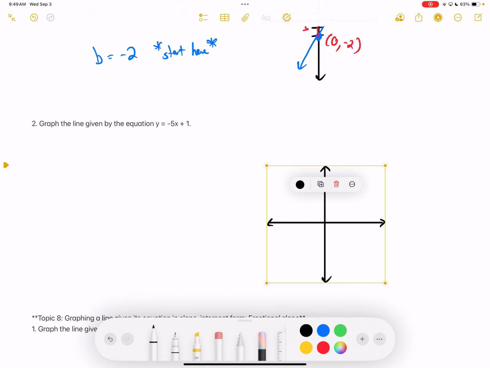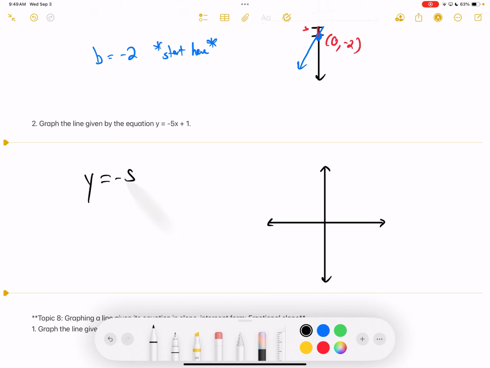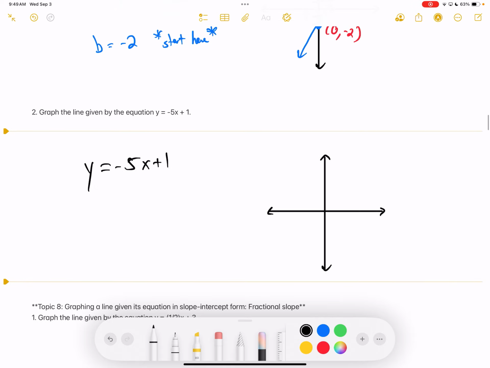All right, the next one is y equals negative 5x plus 1. On this one, my slope is the number in front of x, negative 5. So that's negative 5 over 1. I'm going to go down 5 to the right 1. And my y-intercept is 1. That is my starting spot.